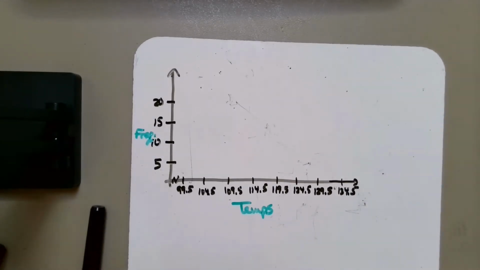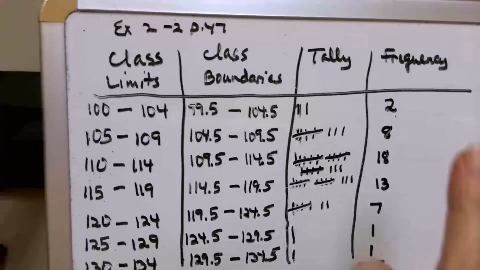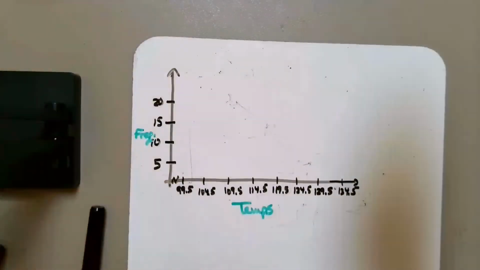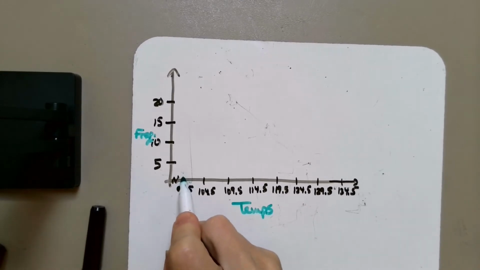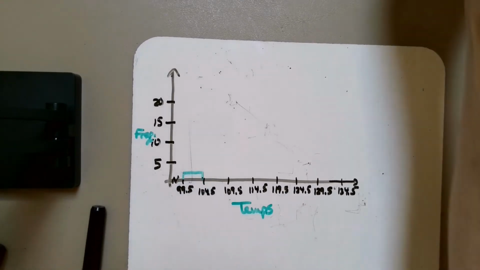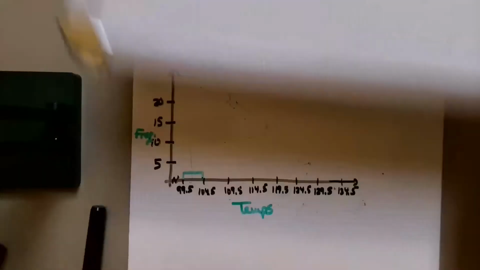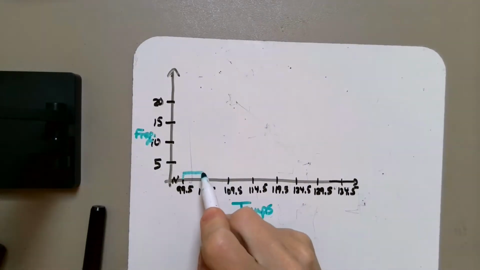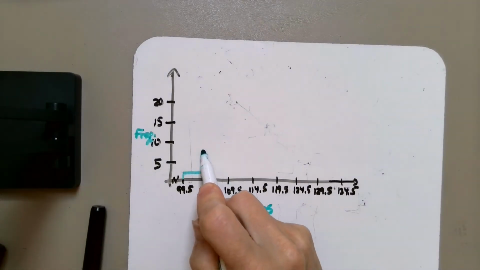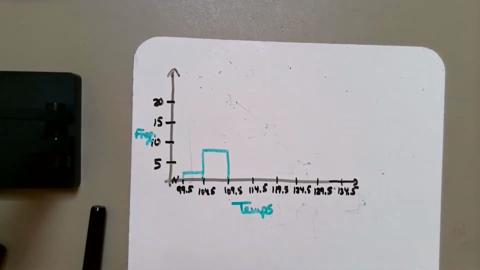All right, so from 99.5 to 104.5, this first class has a frequency of 2. So from 99.5 to 104.5, we're going to draw a bar to a height of 2. The next class from 104.5 to 109.5 has a frequency of 8, and the bars are touching. So from 104.5 to 109.5, we draw a bar to the height of 8. Again, always better with graph paper.